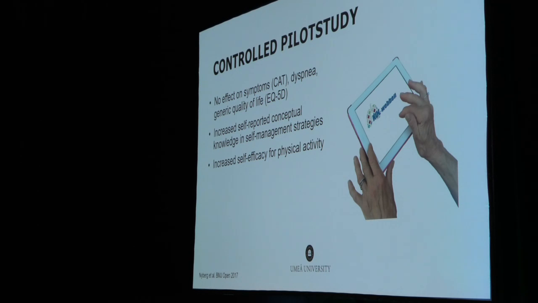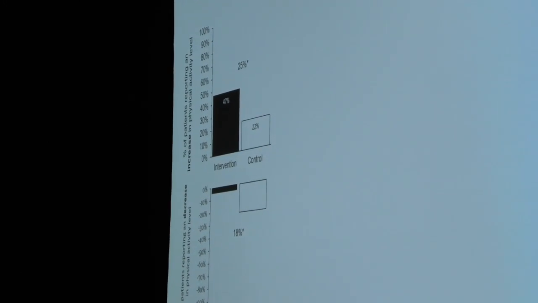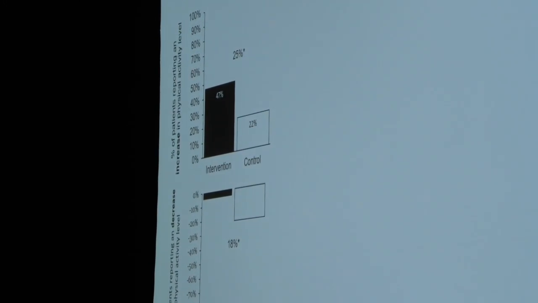Physical activity, I forgot to tell you, is one of the most important predictors for mortality. That's why we are pretty focused on that for COPD patients. That's not really what you believe, but that is a fact. What we found in self-reported physical activity at 3 months was that the intervention group, as you see in the black, almost half of the group increased their physical activity level compared to the control group that the majority decreased their level.